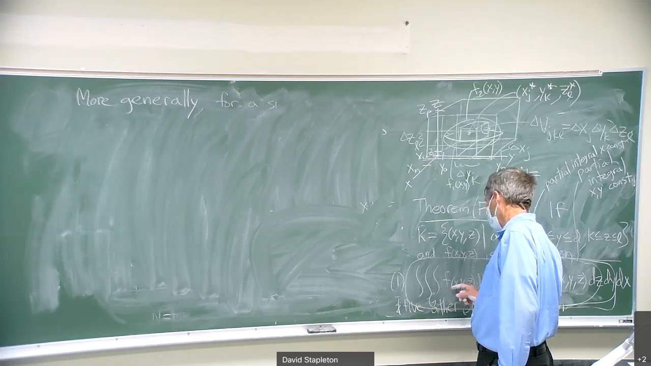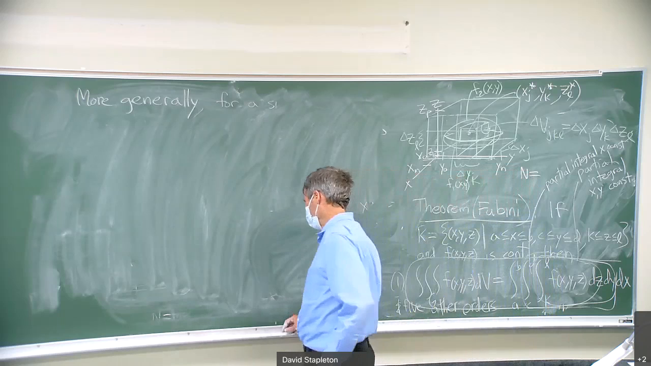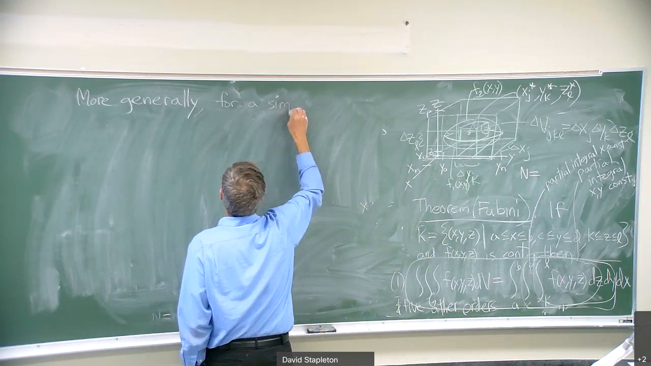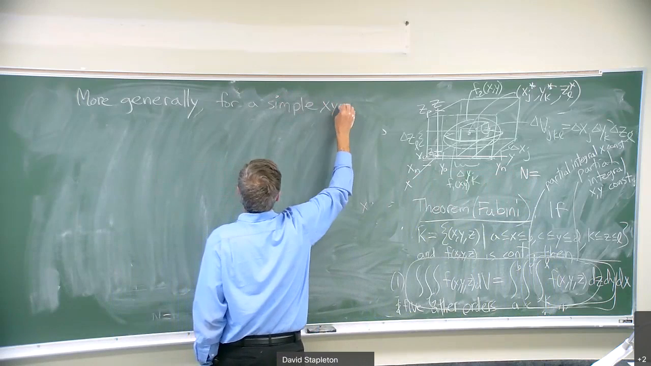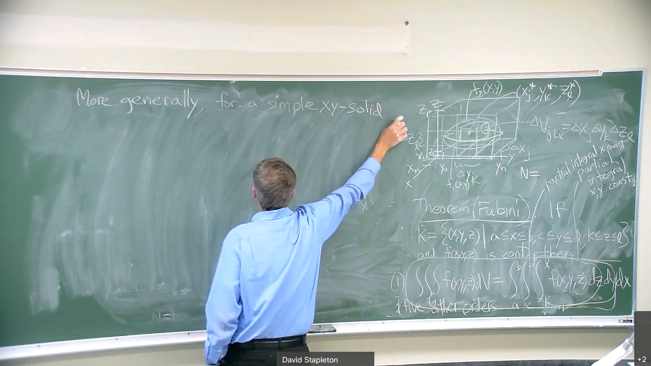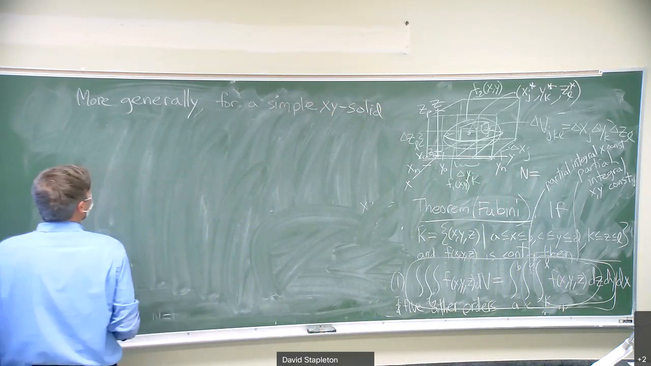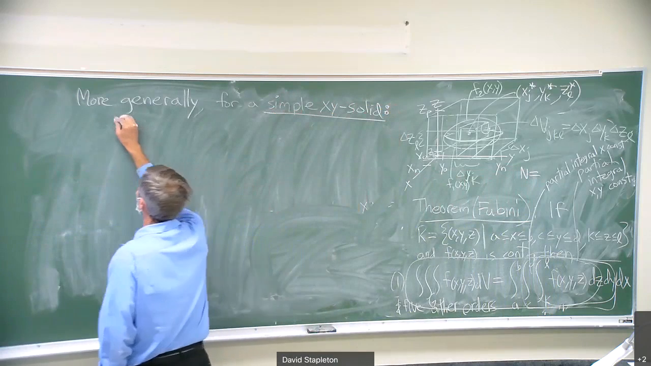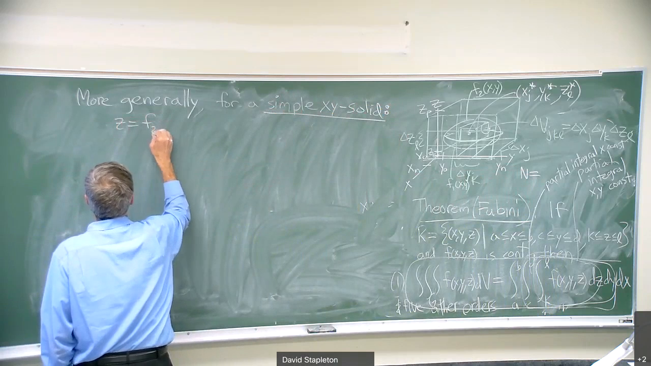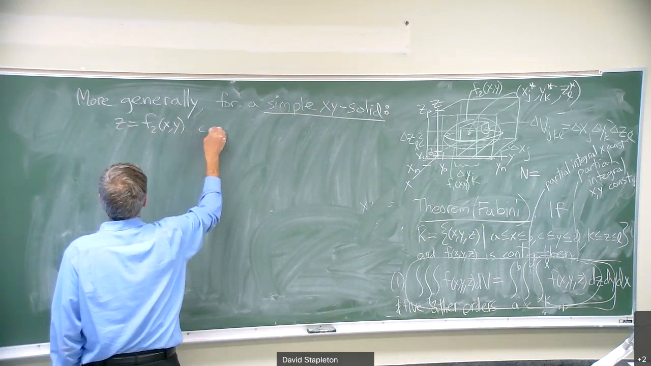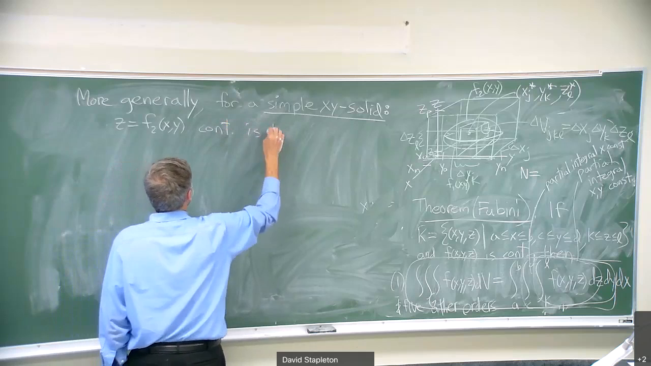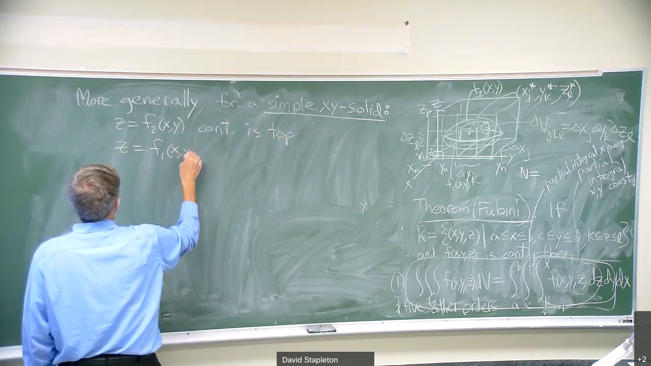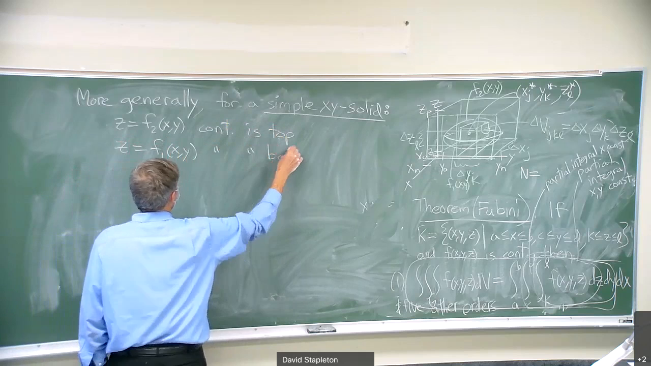that we call the triple integral, according to that definition. Now, more generally, for a simple XY solid, which is exactly the kind I mentioned before, that means z equals f2 of xy, continuous function is the top. z equals f1 of xy, continuous function is the bottom surface.